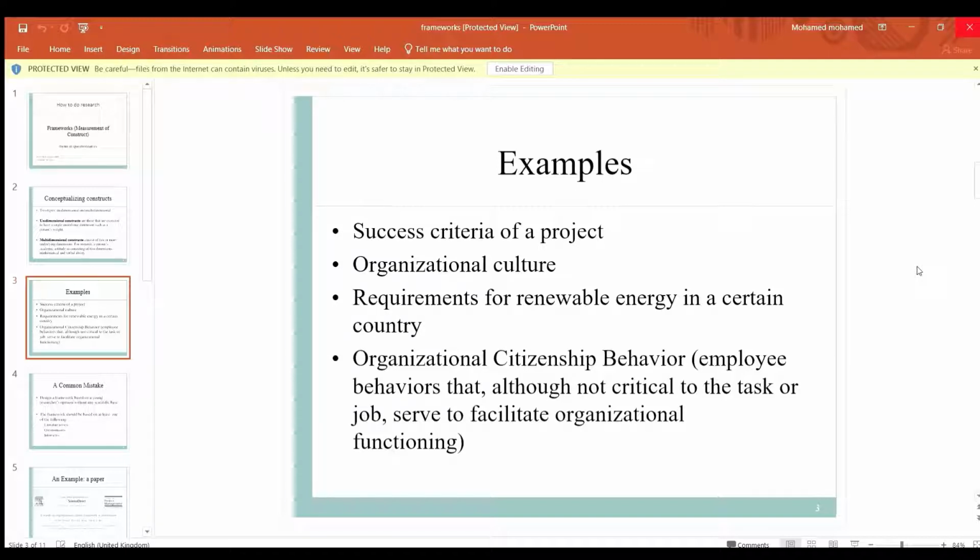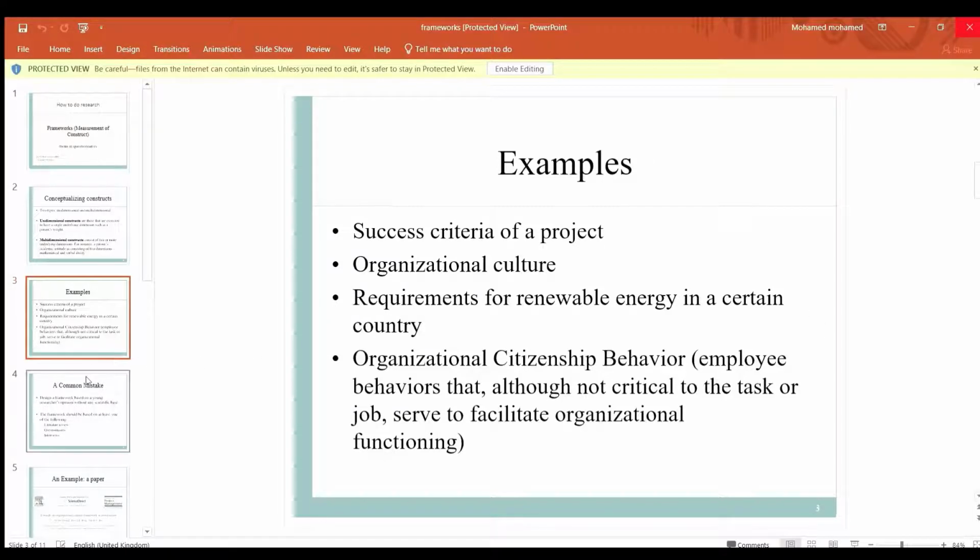Organizational citizenship behavior, which is employee behavior that, although not critical to the task or job, serves to facilitate organizational functioning. Now, to measure that, you need different criteria. And you cannot just think and put whatever comes to your mind. This is not enough. In research, it is about what others think. It is not only what you think.